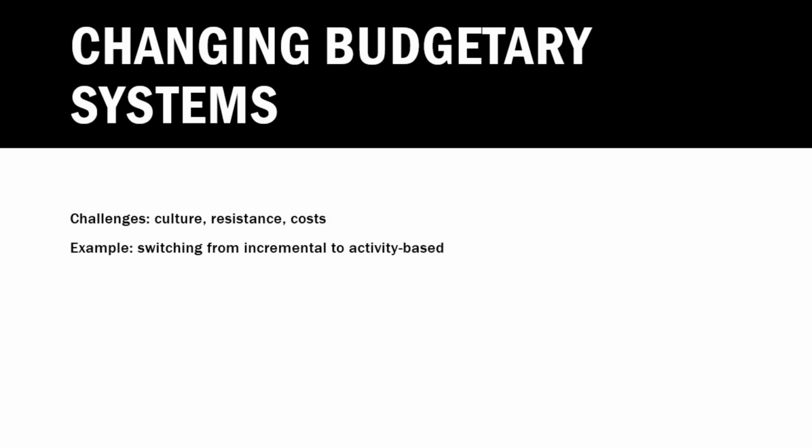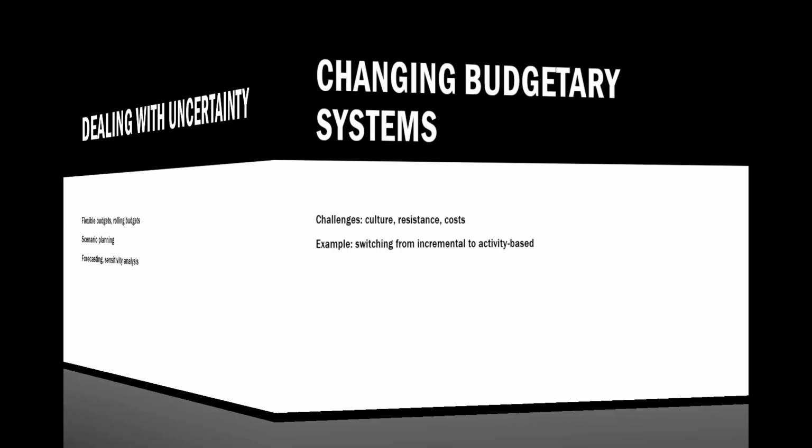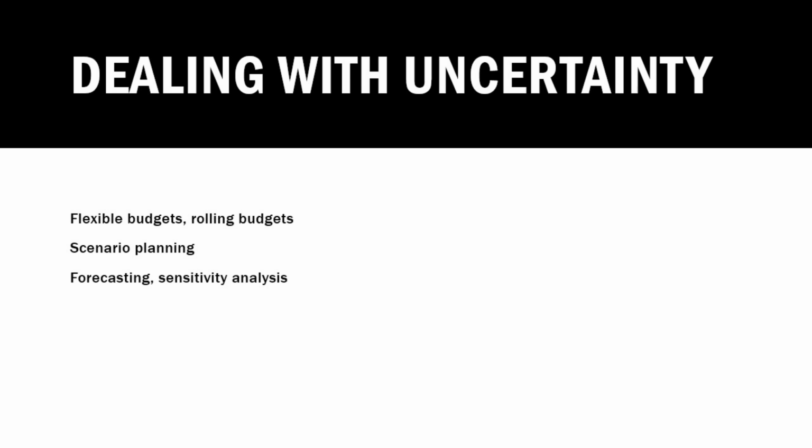Budgets also help in managing uncertainty. Flexible budgets adjust to actual activity. Rolling budgets keep forecasts current. Scenario planning prepares for different possible futures. Forecasting and sensitivity analysis test assumptions to show how results change with key variables.